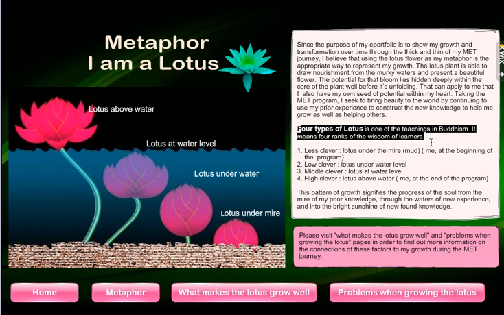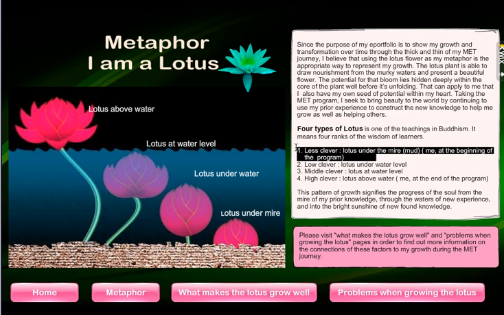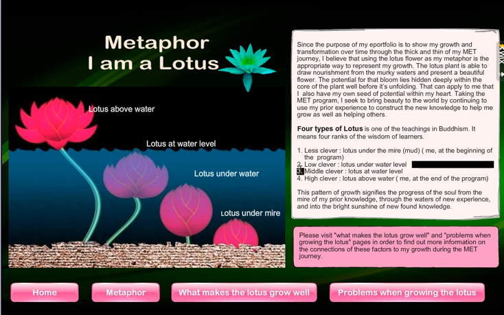The four stages of the lotus growth are: Stage 1, the lotus under mire. I compare this to myself at the beginning of the MET program. Stage 2, the lotus under the water. Stage 3, the lotus at the water level. And Stage 4, the lotus above water, which I compared to myself at the end of the MET program.